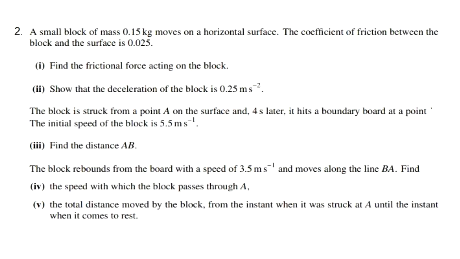The block is struck from a point A on the surface and 4 seconds later, it hits the boundary board at a point B. The initial speed of the block is 5.5 meters per second. Find the distance AB. The block rebounds from the board with a speed of 3.5 meters per second and moves along the line BA. Find the speed with which the block passes through A. The total distance moved by the block from the instant when it was struck at A until the instant when it comes to rest.